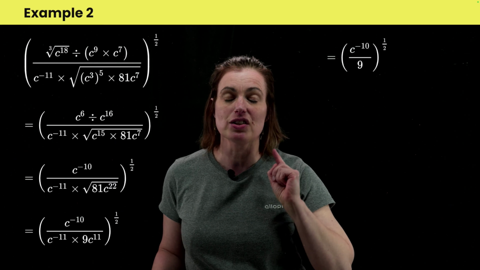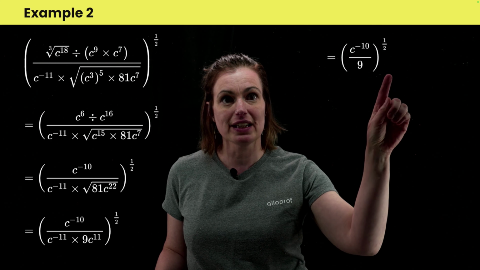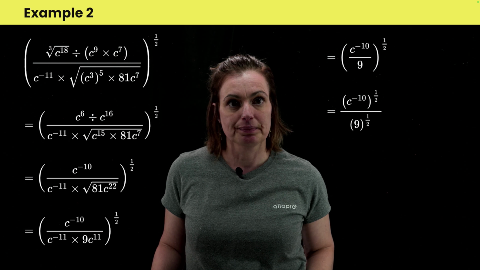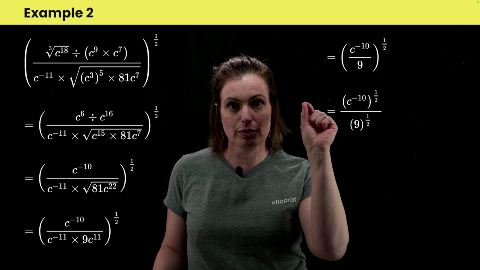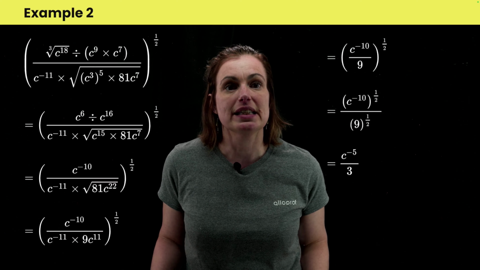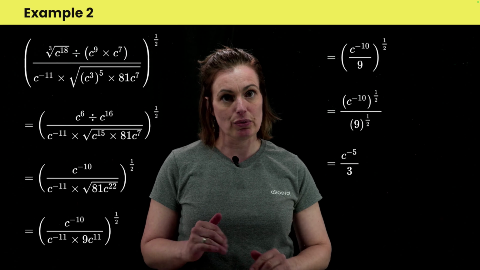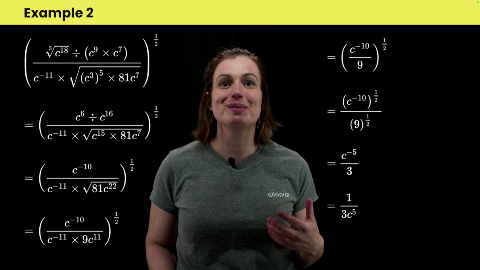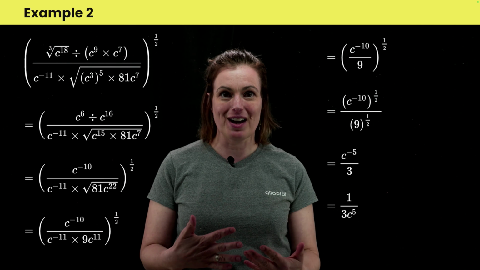I have not touched the exponent -10 in the numerator position yet, and I still have that fraction outside of the brackets. So I'm going to take that fraction now and distribute it to the numerator and the denominator, which leaves me with c to the exponent -5 on top over 3. Last step is to get rid of that negative exponent, which leads me to our final answer of 1/3 times c to the exponent 5.